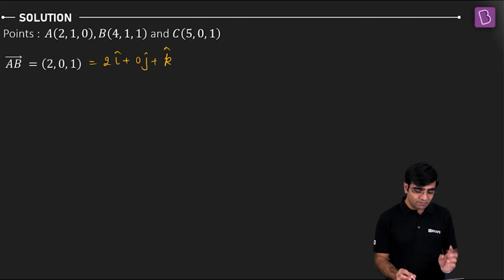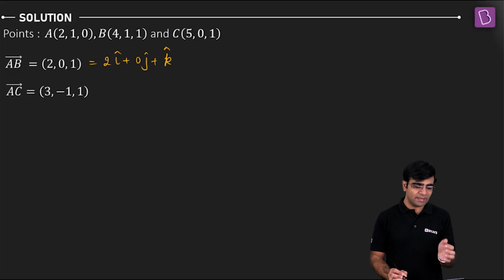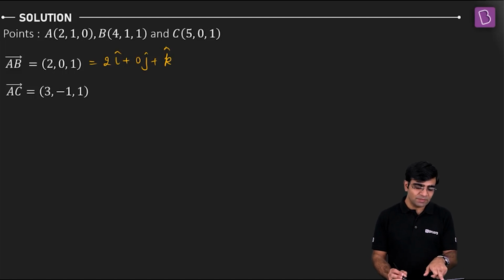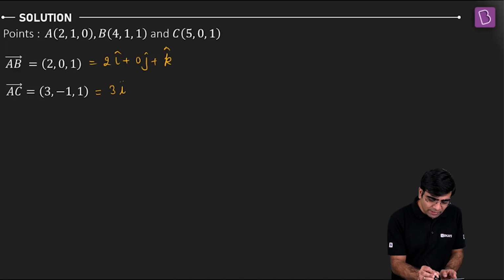Similarly, when I want vector AC, that is the position vector of C minus the position vector of A, that is x3 minus x1, y3 minus y1, z3 minus z1. So 5 minus 2 will give me 3, 0 minus 1 will give me minus 1, and 1 minus 0 will give you 1, right? In vector format, I can also write this as 3i minus j plus k.